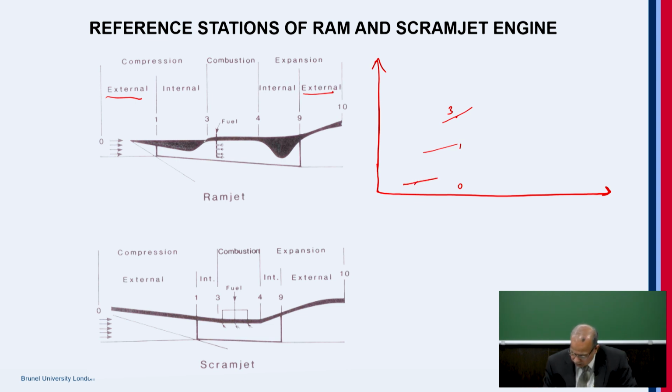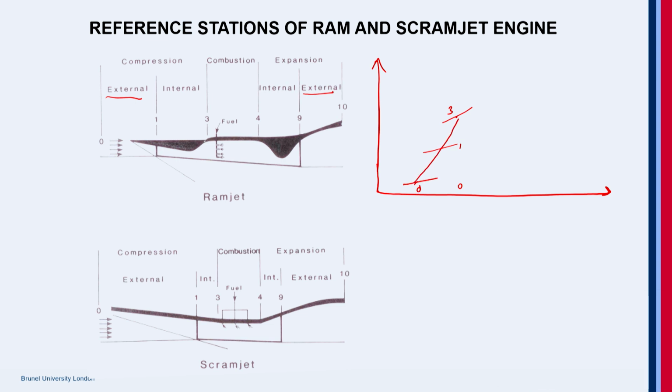Okay, so here it is 0, so here it is 1, compression, then combustion taking place, 4, and then this is the 10. So here it is external compression, internal compression, combustion, internal expansion, external expansion. This is for ramjet.